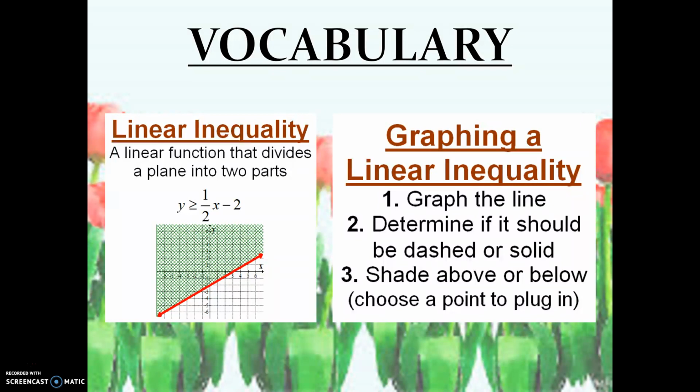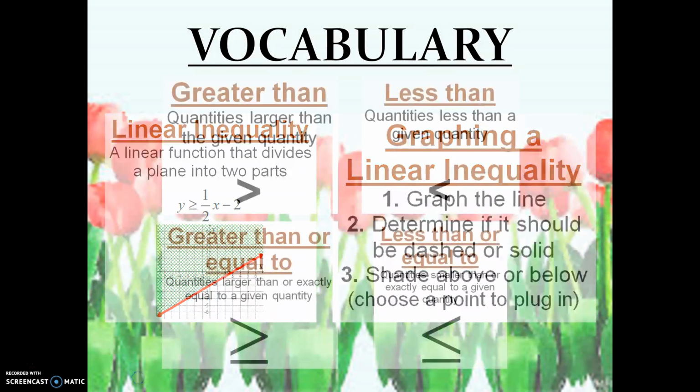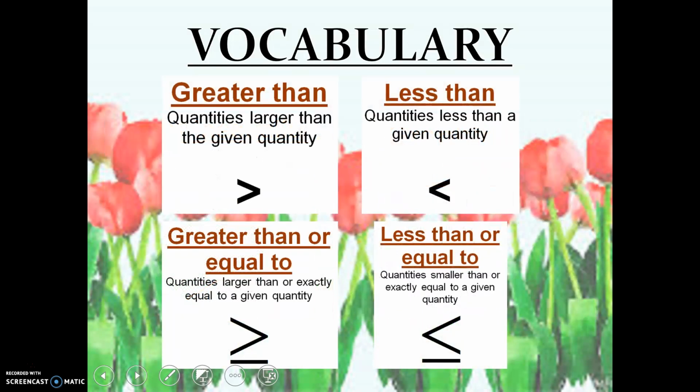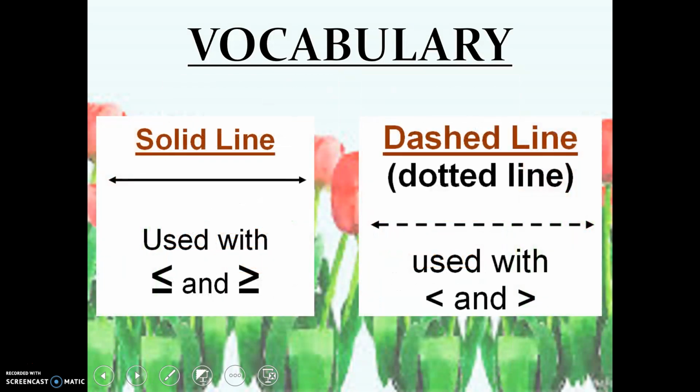The steps are: graph a line, determine if it should be dashed or solid, and then shade above or below. There's the greater than sign, less than, greater than or equal to, less than or equal to. Remember, if there's an or equal to sign, that's a solid line. Without it, it is dashed.